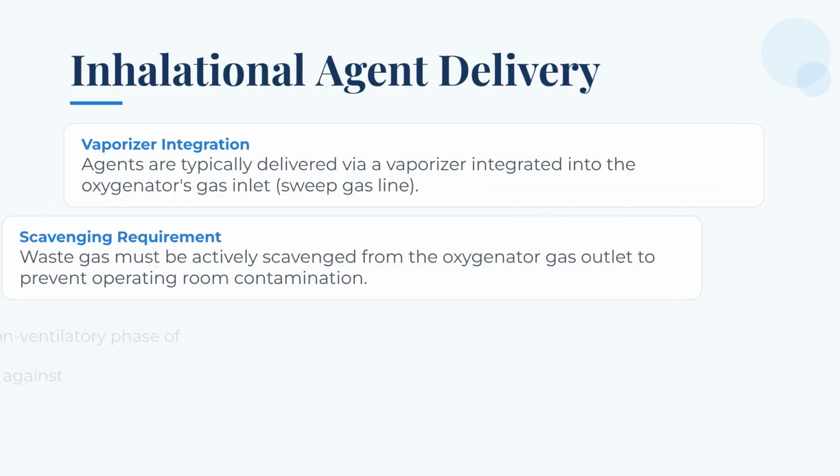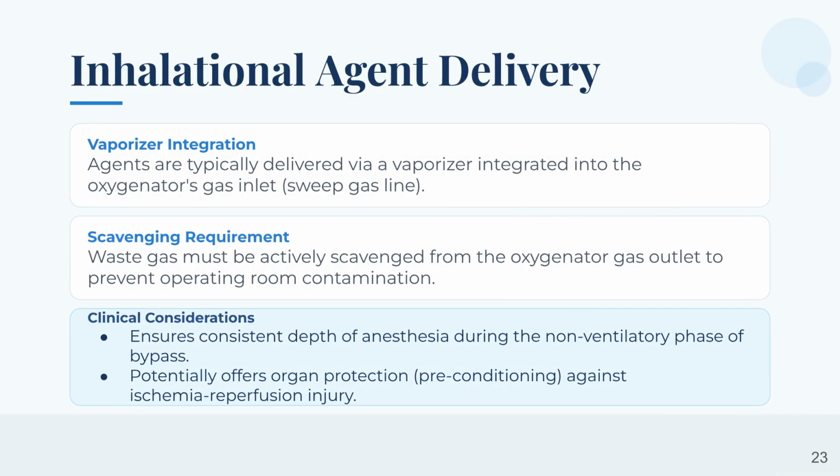Inhalational anesthetics can also be delivered directly through the oxygenator's sweep gas line. This ensures a consistent depth of anesthesia while potentially offering organ protection benefits against reperfusion injury.